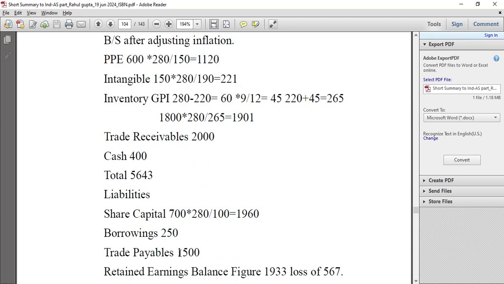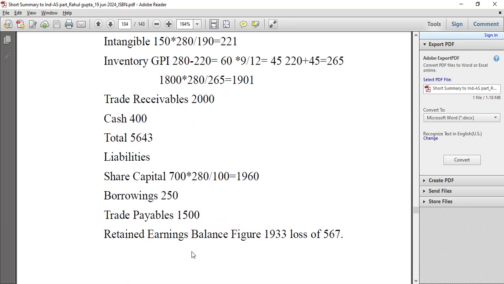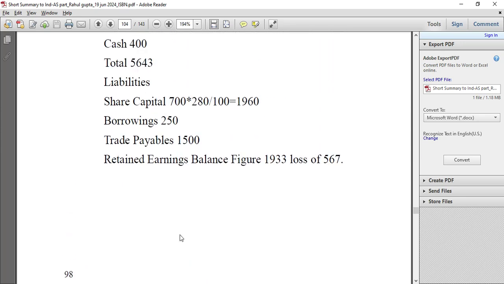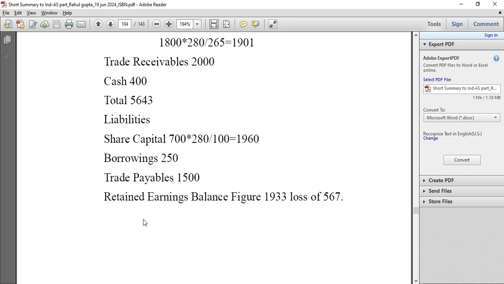Trade payables is a monetary item, 1500, no restatement required, and the balancing figure would be retained earnings. The total of assets minus the total of liabilities till trade payables would be the balancing figure of retained earnings. That is 567. So this brings us to the end of the session.